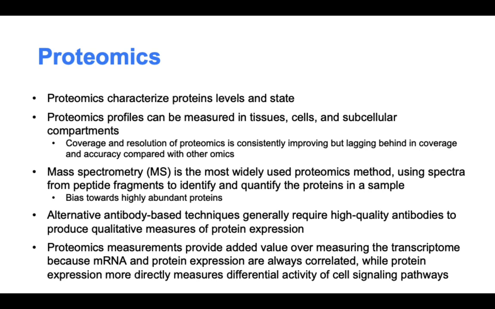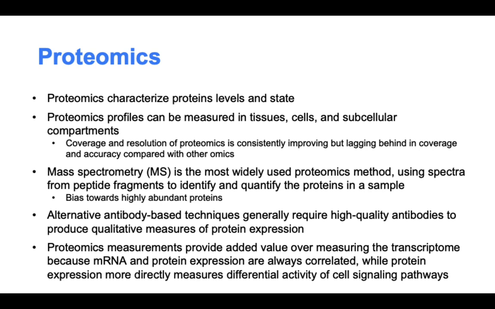So there are a lot more challenges with this because we're taking spectra from peptides, not from the full proteins themselves. And then we also have to map those peptides to the proteins. So there are a lot of steps involved in this quantification that introduce some noise in the process. And then mass spectrometry also tends to be biased towards highly abundant proteins. So these are still some of the challenges that we're working through when it comes to protein quantification.